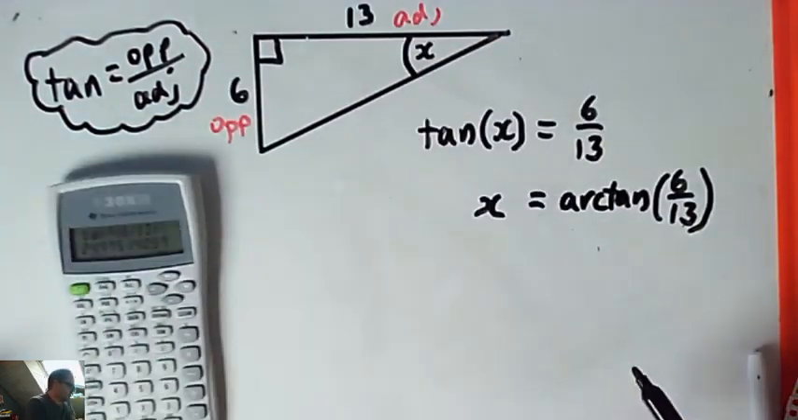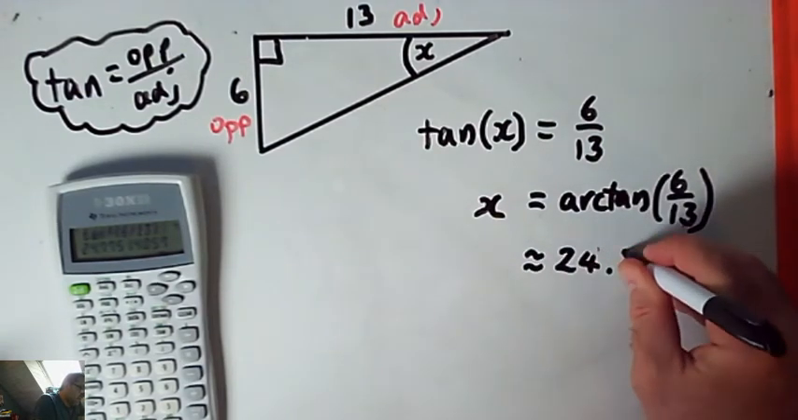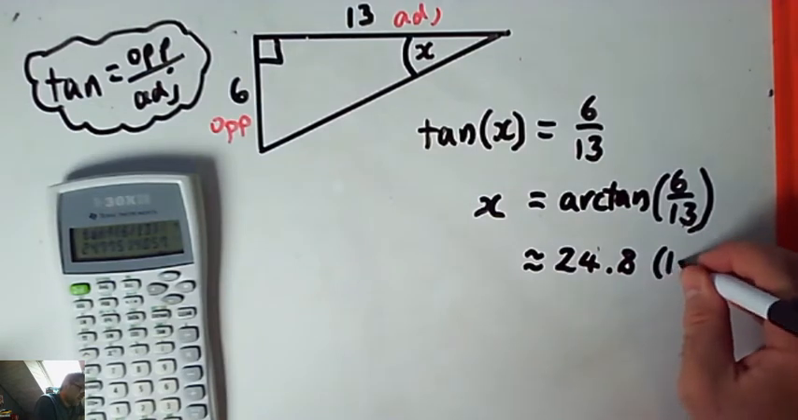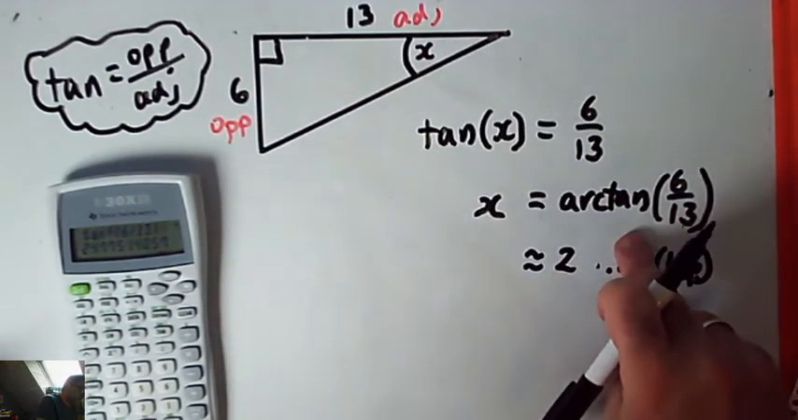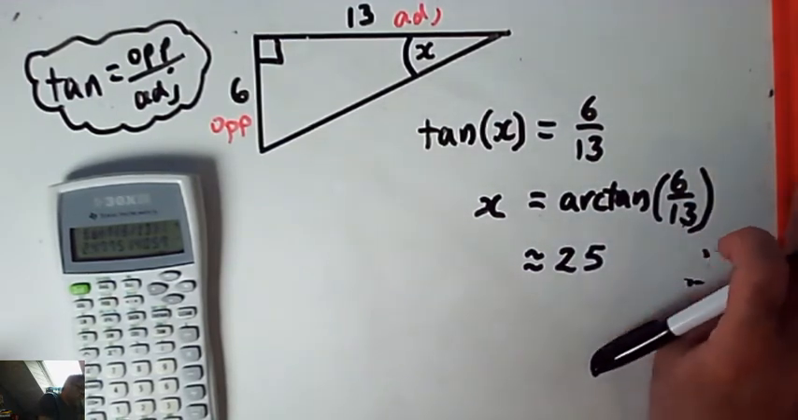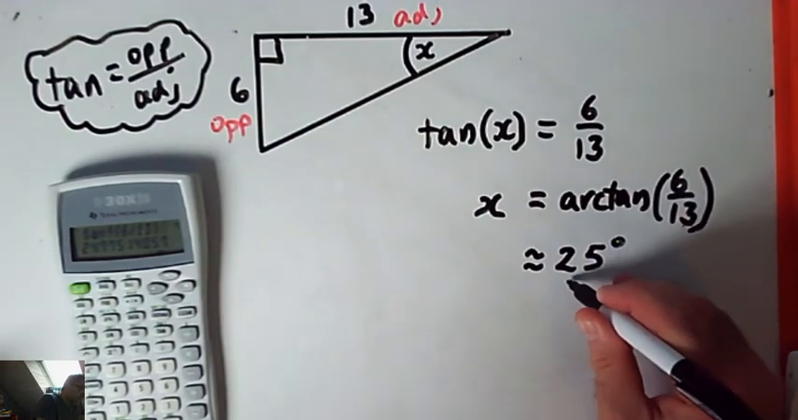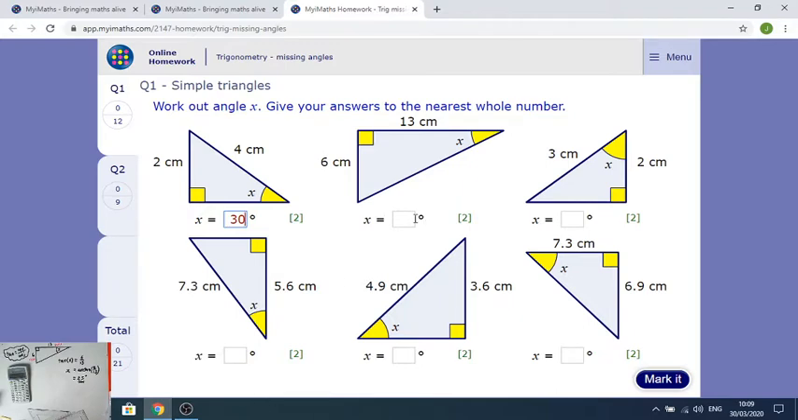24.775, let's call that 24.821 decimal place. I'll just double check on the iMaths exercise that says give your answers to the nearest whole number. Okay, so 25 then, that's going to be approximately equal to 25 degrees. So there we go, 25 degrees to the nearest whole number.